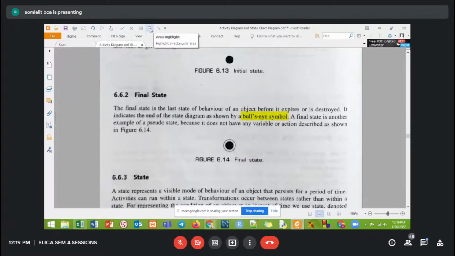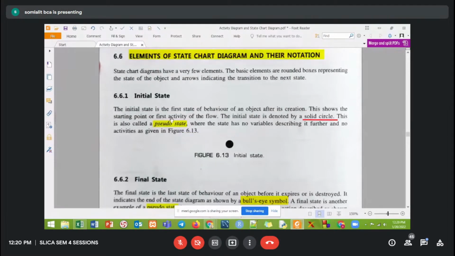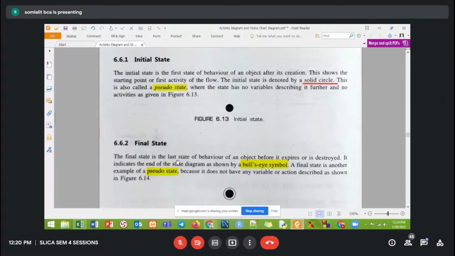ये भी हम लोगों ने देखा है. Now, the final state is another pseudo state. Try to understand. इसको भी pseudo state बोलते हैं. And this is also called a pseudo state. So initial and final both are called pseudo state.